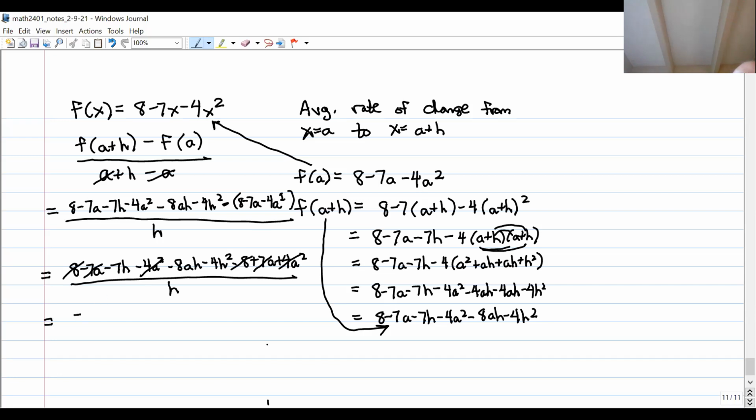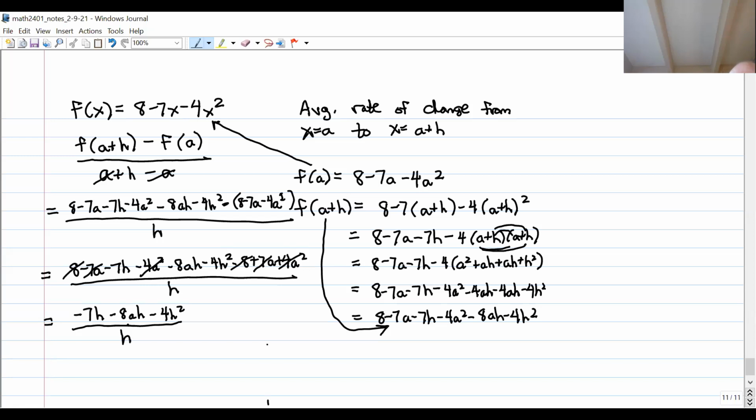I have to be careful here. I have minus 7h, minus 8ah, minus 4h squared, and that's it, right? Because these terms all canceled, all of this divided by h. So see, we've already simplified this quite a bit.